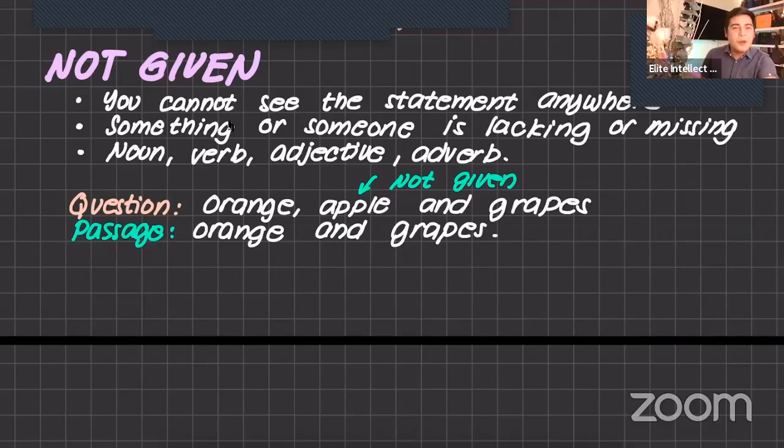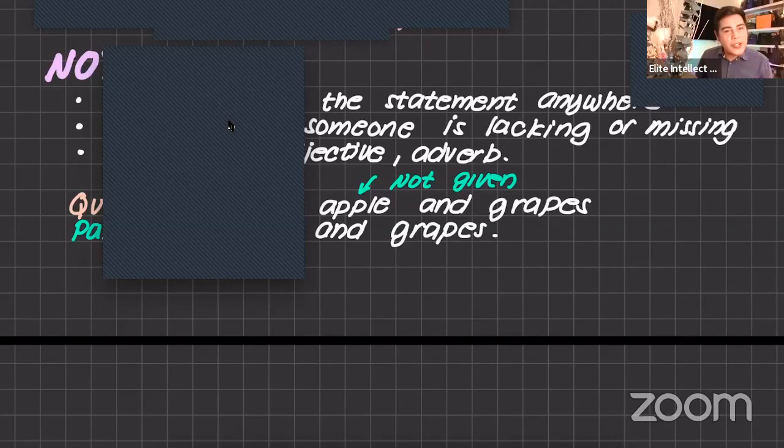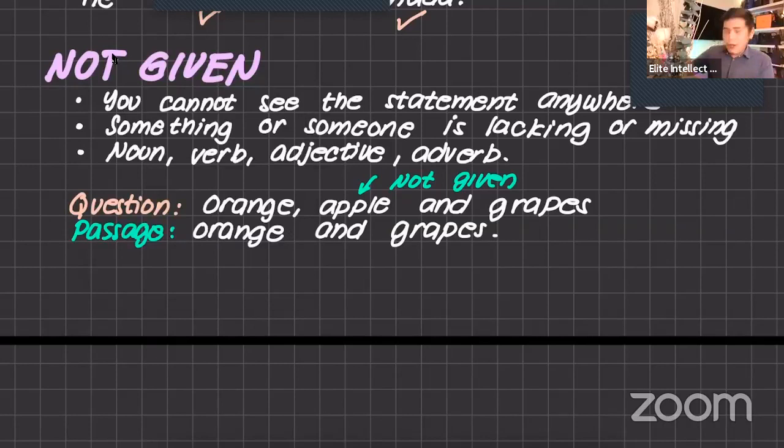Okay, from the second example, what if the word author is there but travel to Canada is not there? Is it going to be not given, Mama D? Yes, that will be not given because it did not state that she was traveling. What if something is added? If something is added to the question or the passage, it's not given, anak. Okay?